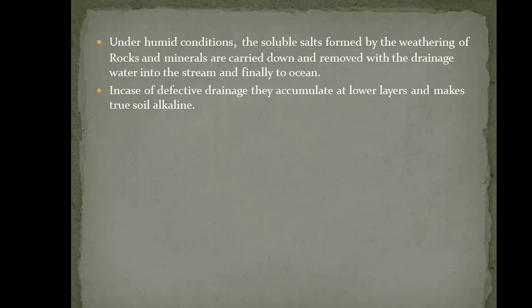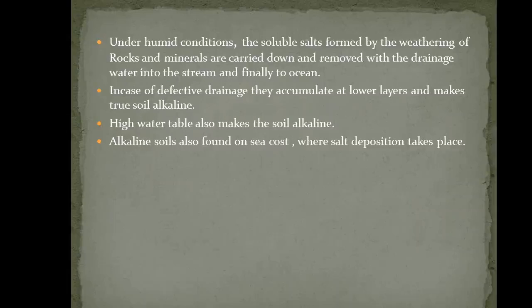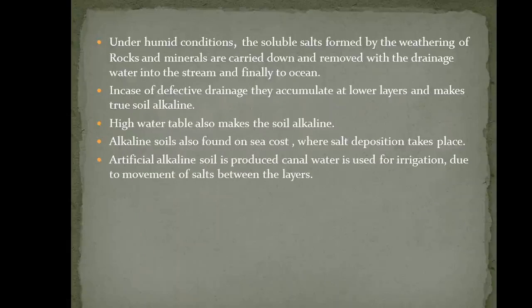In case of defective drainage, they accumulate in the lower layer and make the soil alkaline. A high water table also makes the soil alkaline. Alkaline soils are also found on the sea coast where salt deposition takes place. Artificial alkaline soil is produced when canal water is used for irrigation, due to the movement of salt between the layers.